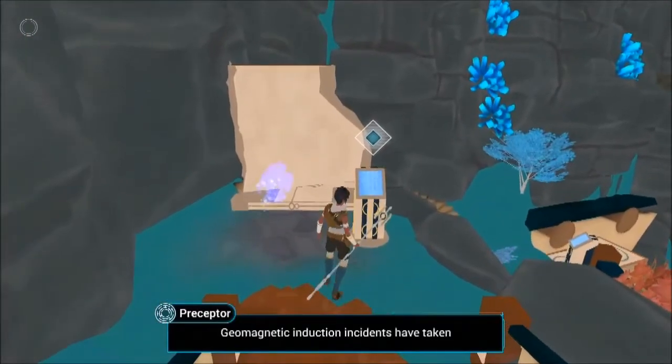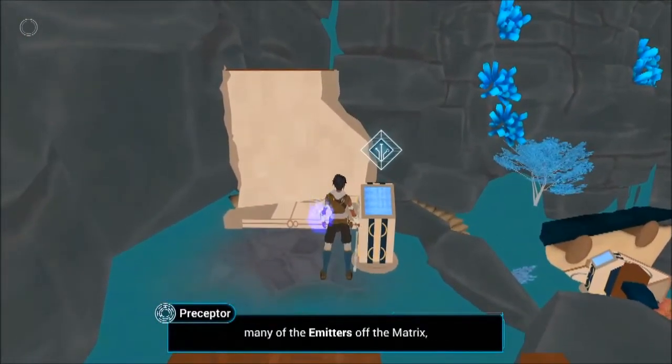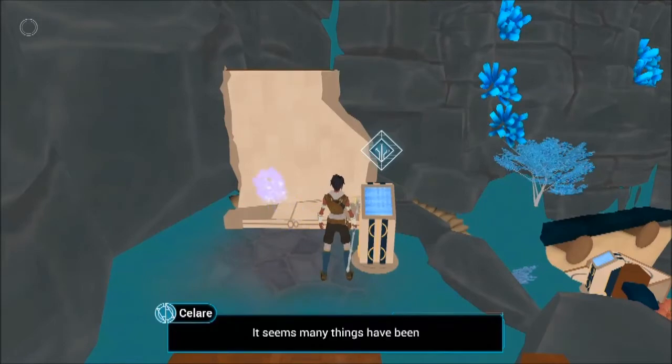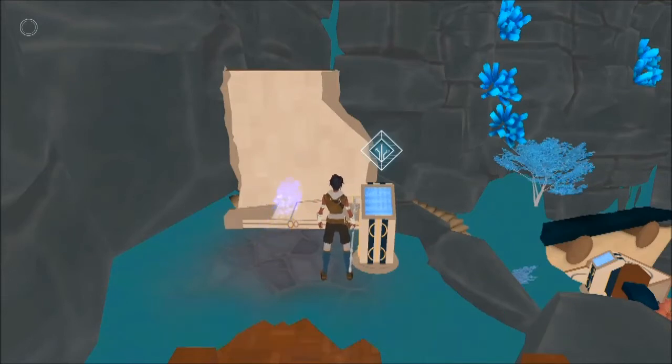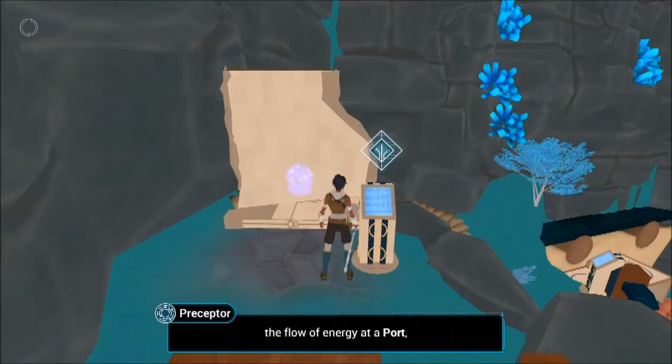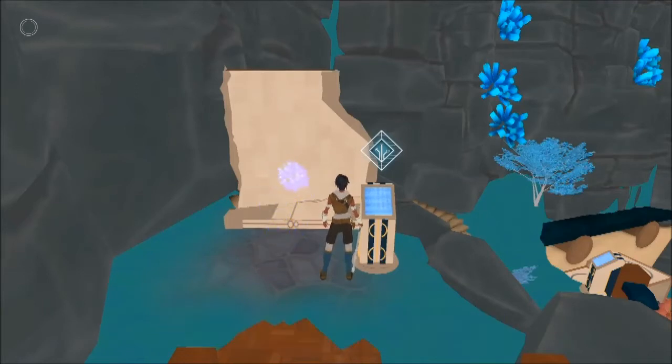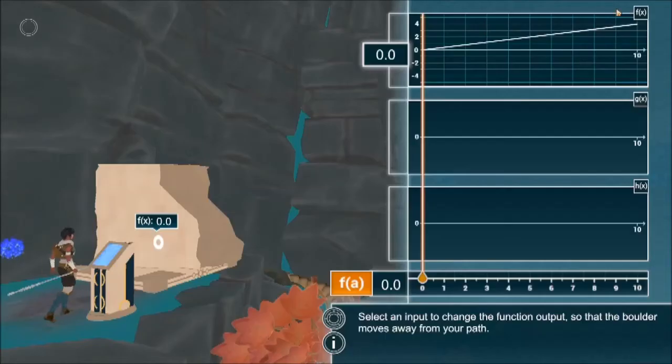Geomagnetic induction incidents have taken many of the emitters off the matrix, disrupting operations. It seems many things have been thrown out of place by the magnetic storms. With some application, however, you should be able to restore things to their natural order. Your staff can be used to adjust the flow of energy at a port, changing the behavior of devices connected to that port.